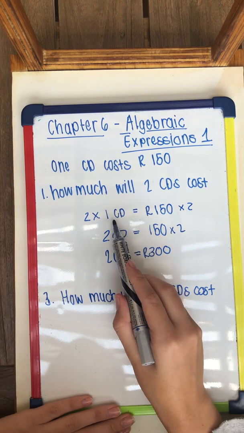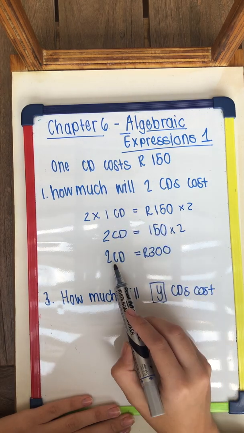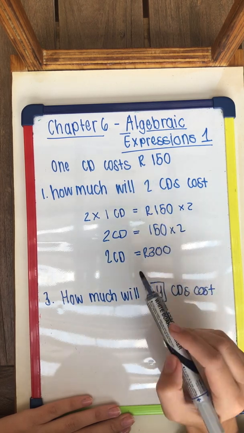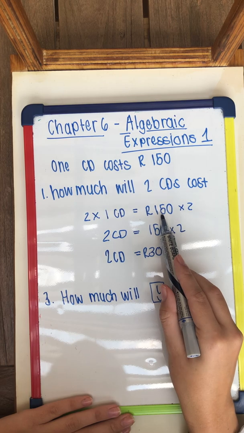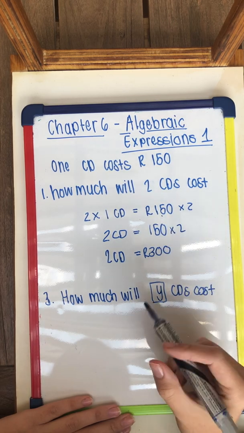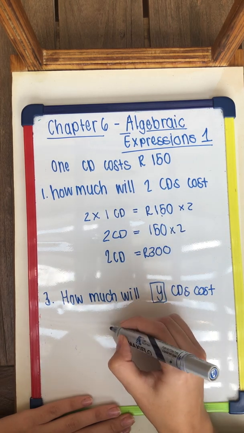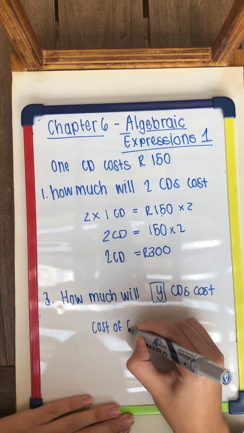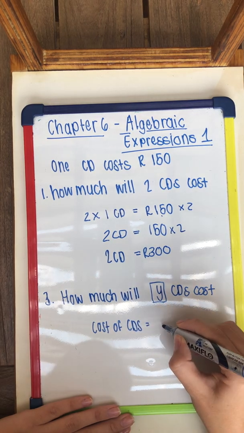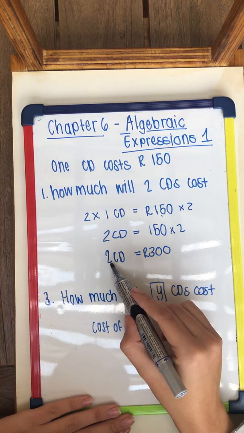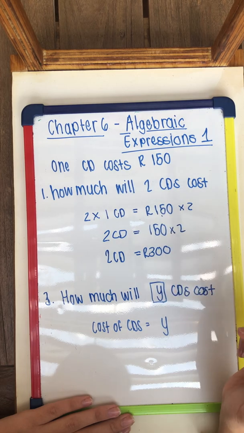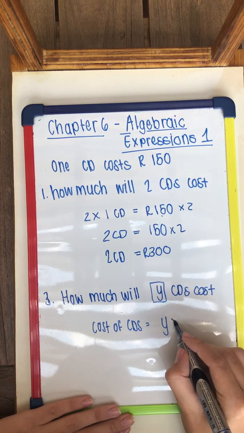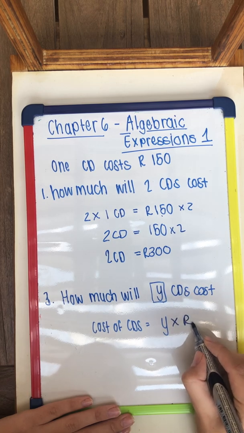Okay, so I look here and I see what have I been doing. To get 1 CD I had 150 Rand. To get 2 CDs I just times that by 2. To get 3 CDs I times it by 3. 7 CDs I times 150 by 7. So what did I do? I had the cost of the CDs is equal to whatever that number is. So if it's 7 CDs I times it by 7.